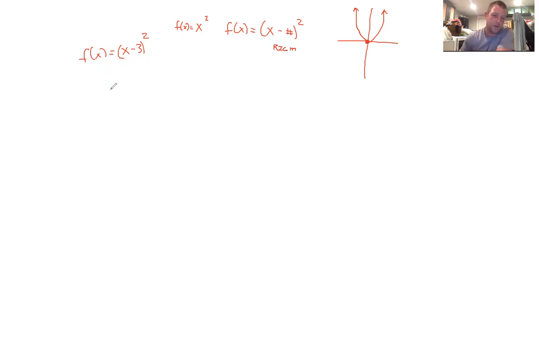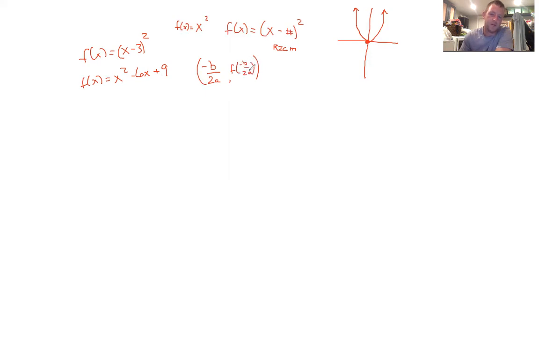The other way to do it, and I would suggest you do this way, is to FOIL this out. Remember it's x minus 3 times x minus 3, so it ends up being f of x is equal to x squared minus 6x plus 9. Now the x value is going to be negative b divided by 2a. Anytime you hear vertex, you need to think about negative b divided by 2a, and then once you get an x value, you plug it in to find your y value. So it'd be f of negative b divided by 2a.